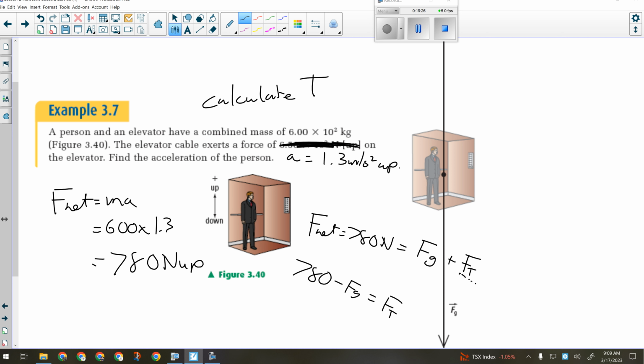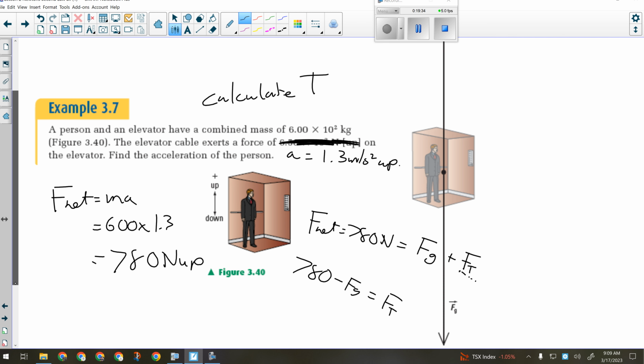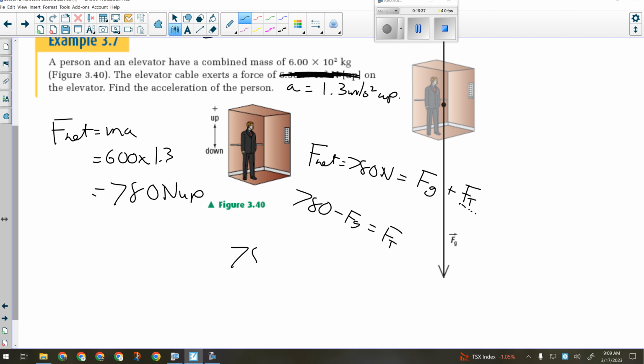All right, now here's where vectors come in though. That 780 is up, and it's positive. Gravity needs to be negative. So I'm going to have 780 minus negative 5,886 equals the tension. So when I subtract the negative, I'm actually doing what? Adding. Now, does that make sense? That's going to make a number bigger than 5,886. That's good, right? I need a number bigger than gravity, otherwise the elevator is not going to be accelerating upwards.